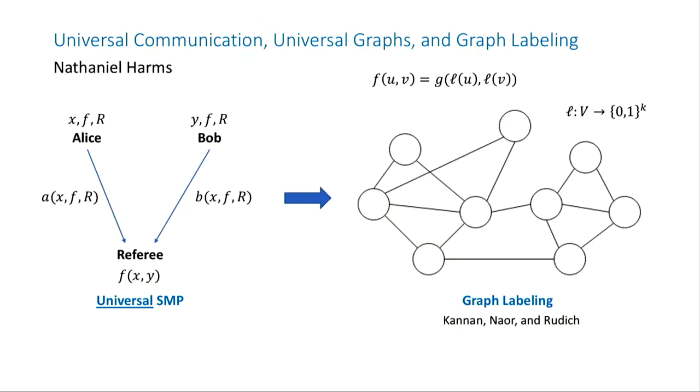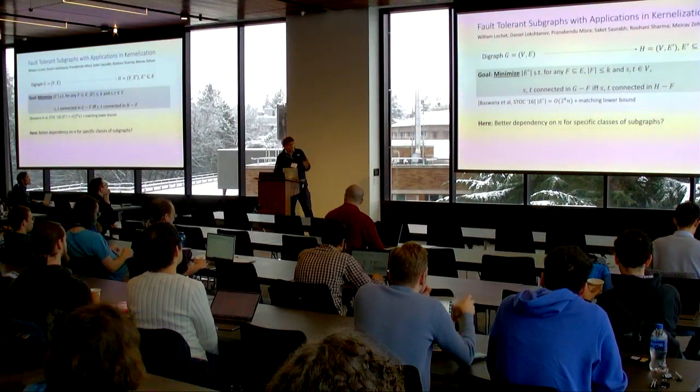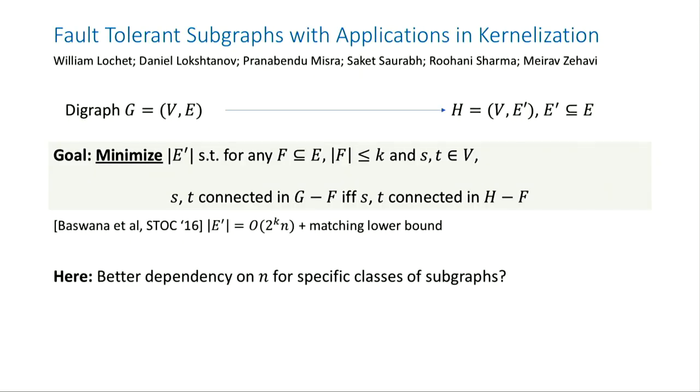that he calls Universal SMP, where different from the original model, the referee that produces the output doesn't know the function being computed. So think of the function as being part of the input. And now you want to get such labeling schemes from such protocols, and he gets new ones by using techniques from communication complexity to build such protocols. So here you're using communication complexity for upper bounds as opposed to lower bounds. And again, a completely different thing for the final talk, but still some connection with graphs and communication.